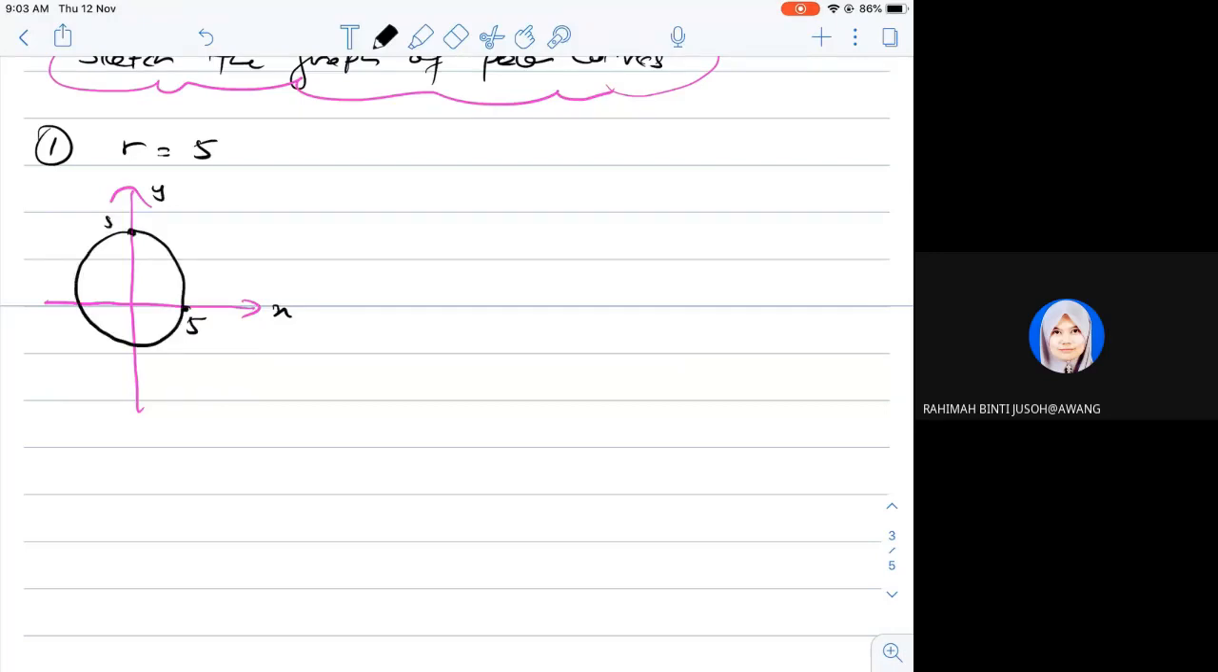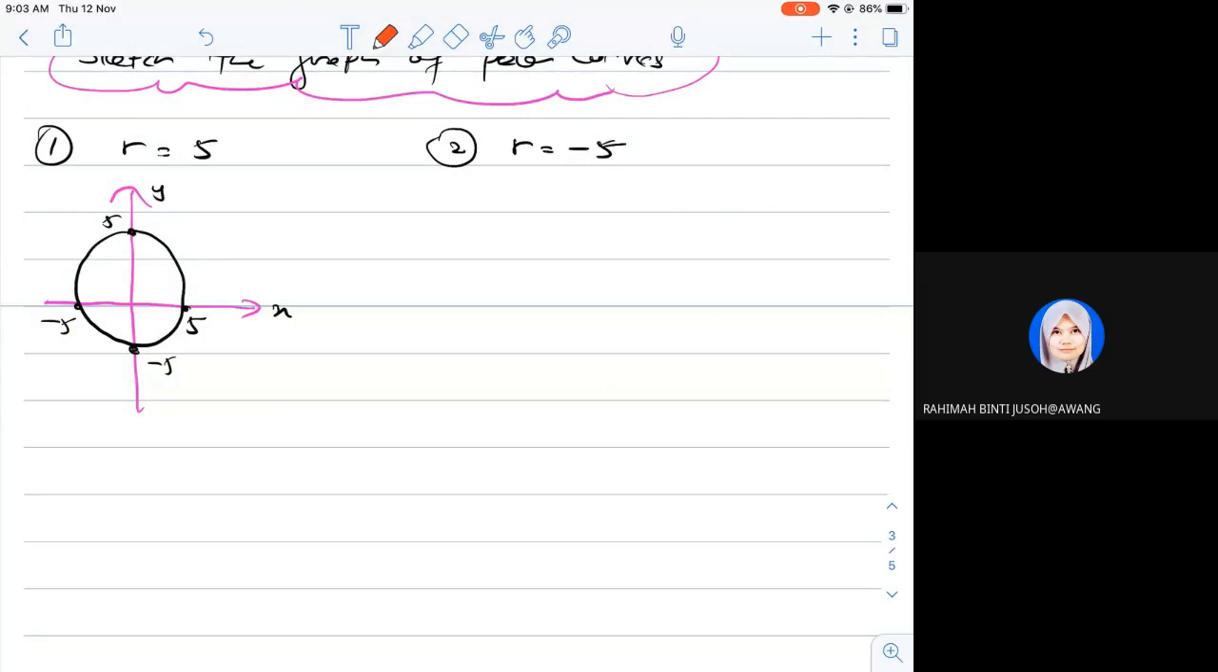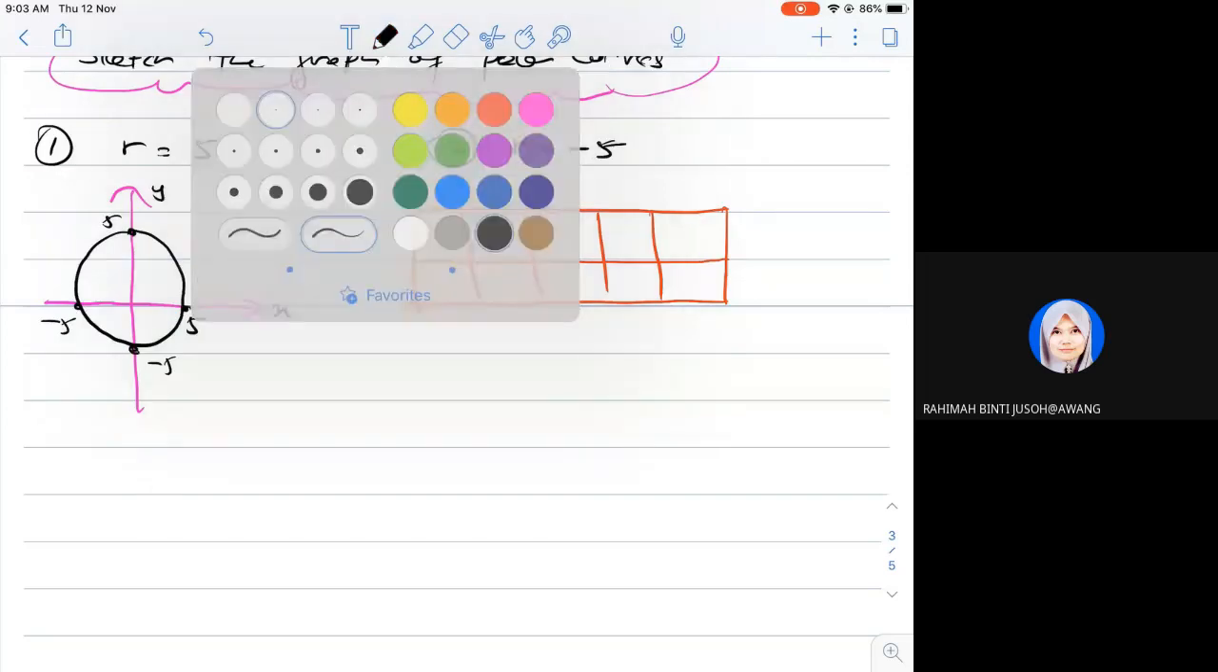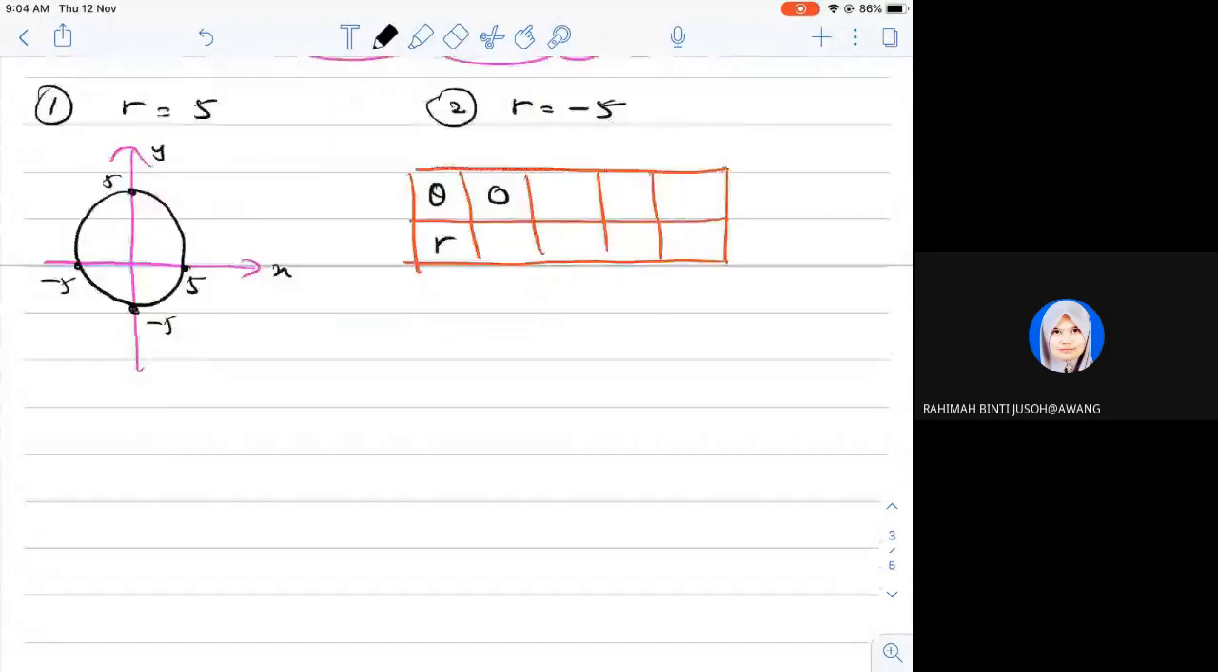So here is 5, 5, negative 5, negative 5. Number 2: if we have r equals negative 5, this is also a circle. I will explain to you why. Let's say we have a table here with r and theta. Let's say we start with theta 0. r must always be negative 5: negative 5, negative 5, negative 5.